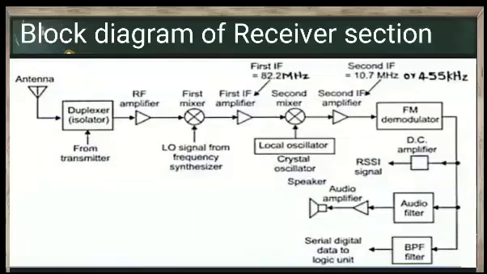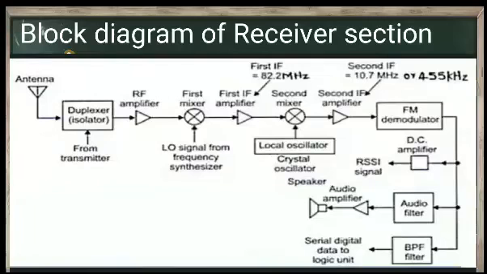Next is the mixer. Here two mixers are used, first mixer and second mixer. The first mixer gets the input from the antenna and the local oscillator signal from the frequency synthesizer. Next, the first IF amplifier signal is found. The first IF is 82.2 megahertz, and the second mixer finds the second IF, which is 10.7 megahertz or 455 kilohertz. The second mixer also gets the signal from the local oscillator. This signal passes to the FM demodulator.